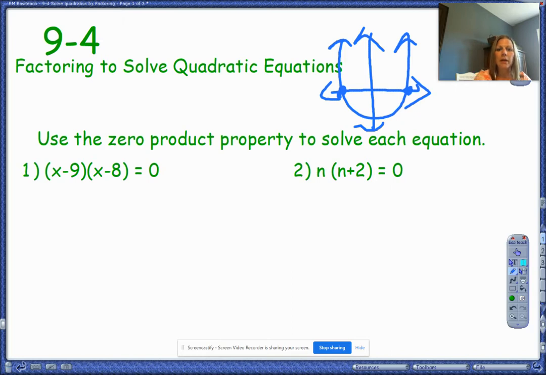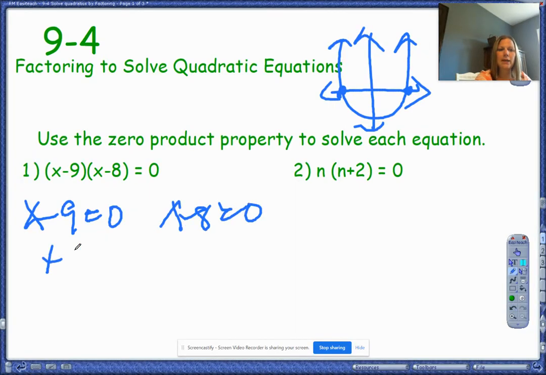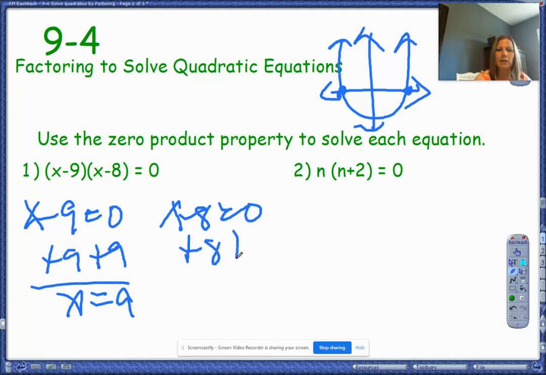So here I have two factors, x minus 9 and x minus 8. I set each one equal to 0, x minus 9 equals 0 and x minus 8 equals 0. So if I add 9, I have 9, and here I add 8. This is just solving a simple one-step equation. I'm going to have 8. So then my solutions are 8 and 9.